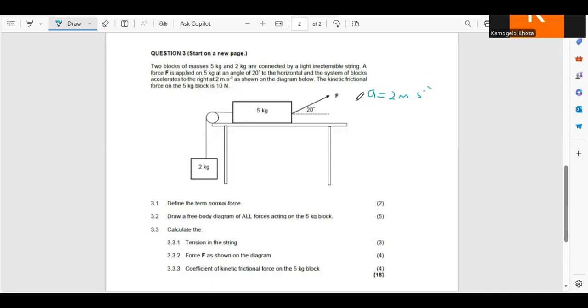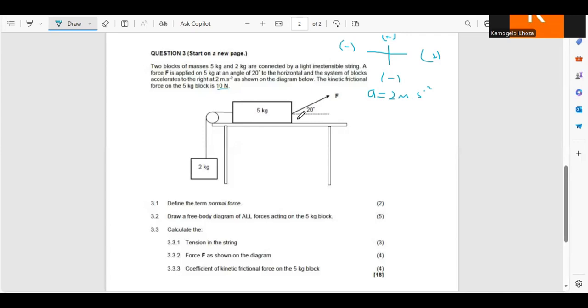Now let us choose directions, right? Let us say to the right it's positive, and to the left it's negative. Same applies to your up and down. Up it's positive, down it's negative, right? Now, they say the kinetic frictional force on the 5 kg block is 10 newtons. So they gave us the kinetic frictional force on the 5 kg block.